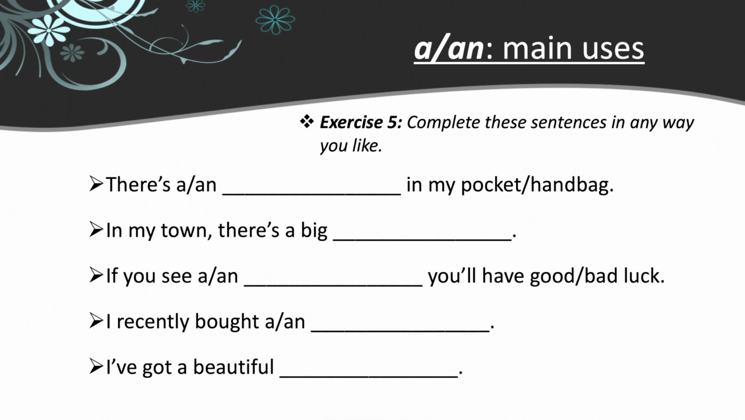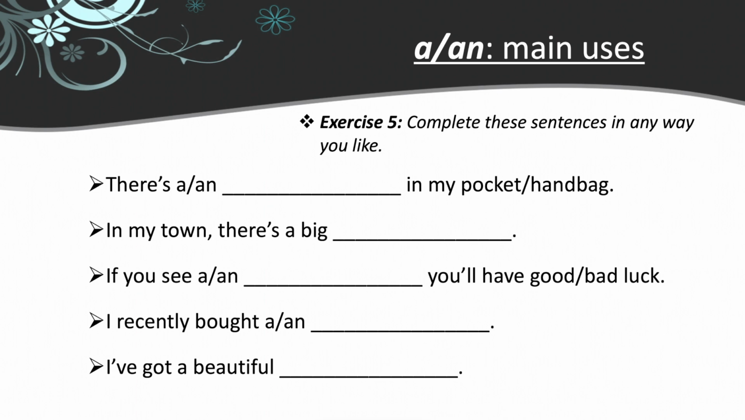Make these true for you. That's what you need to have as a goal for your English. You need to be able to express what's on your mind. What's true for you? Okay, for me, in my town, there's a big lake. I love to walk around the lake. It's 1 mile long. Okay, next one.